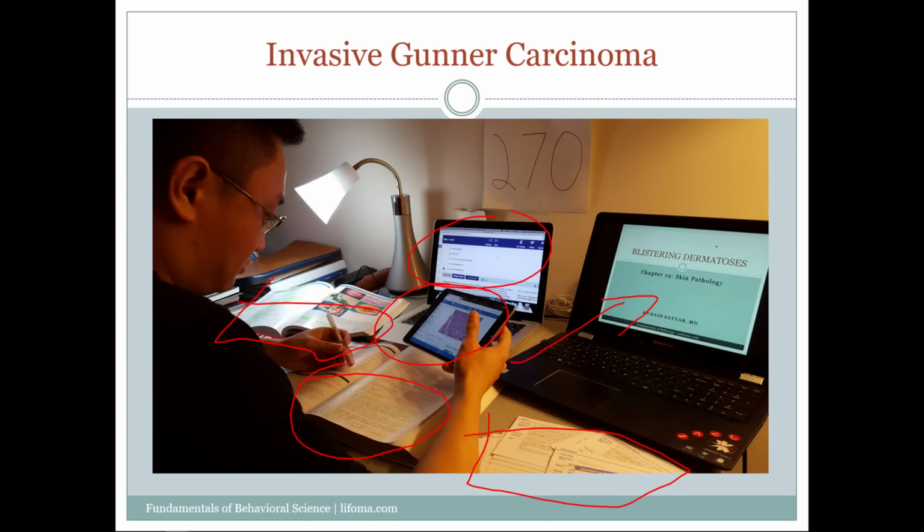Can you think of a clinical application to this typically physiological finding? Excellent. The student is trying to match into dermatology. This is also given by his reminder on the wall of 270, referring to his desired USMLE Step 1 score. And that's all we have for gunnar malignancies.